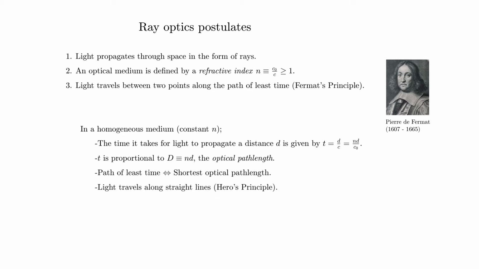Also, since the shortest path between 2 points in Euclidean space is a straight line between them, and the refractive index is constant, it follows that the shortest optical path length is along a straight line between the points. And as such, in a homogeneous medium, light travels along straight lines. This is called Hero's principle, after Hero of Alexandria, who formulated it as early as 2 millennia ago.